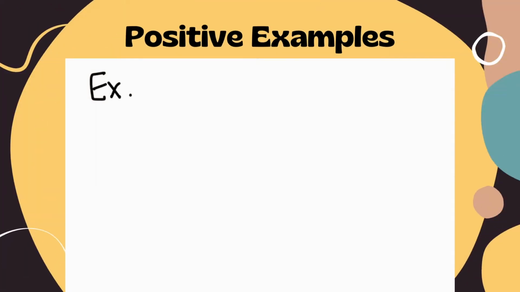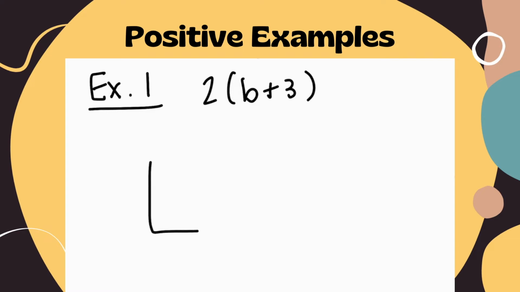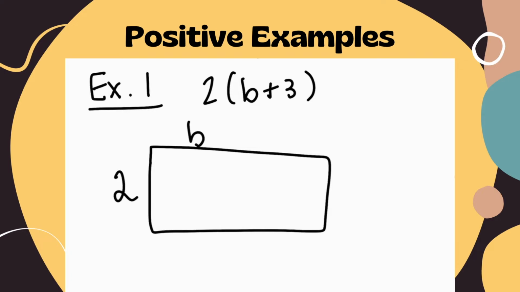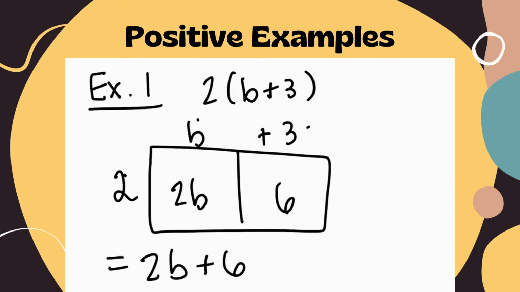In our first example, we are going to use the area model to distribute a 2 into all the terms inside the parentheses. So our example is 2 times the quantity of b plus 3. So using the area model, we are going to create a rectangle and label the dimensions. So we have a length of 2 and a width of b plus 3. Notice how I cut that box where the plus 3 is. Then we just multiply. 2 times b is 2b, 2 times 3 is 6, and what's inside the box is the answer, so 2b plus 6.